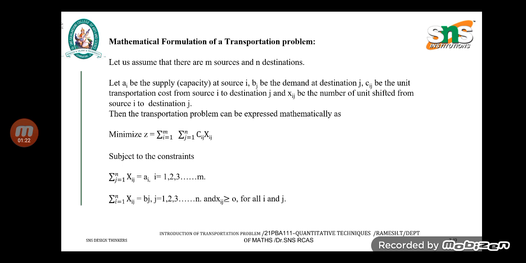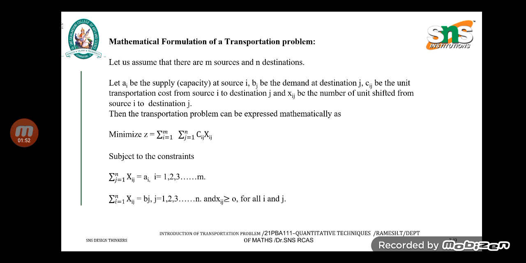So what is the mathematical formulation of the transportation problem? Let there be m sources and n destinations. Let Ai be the supply or capacity at source i, Bj be the demand at destination j, Cij be the unit transportation cost from source i to destination j, and Xij be the number of units shifted from source i to destination j.